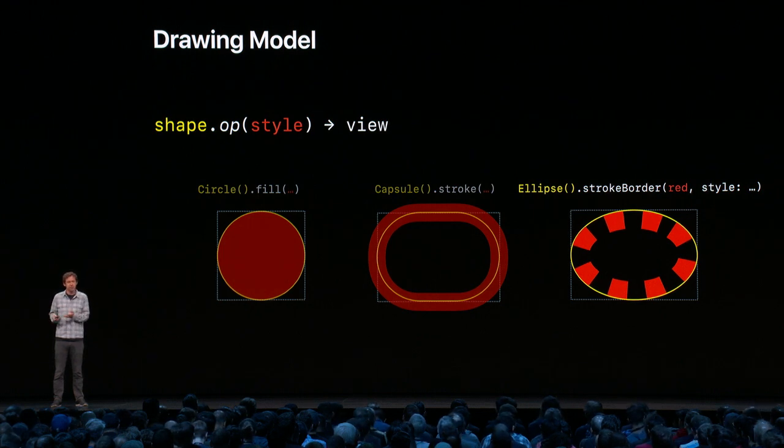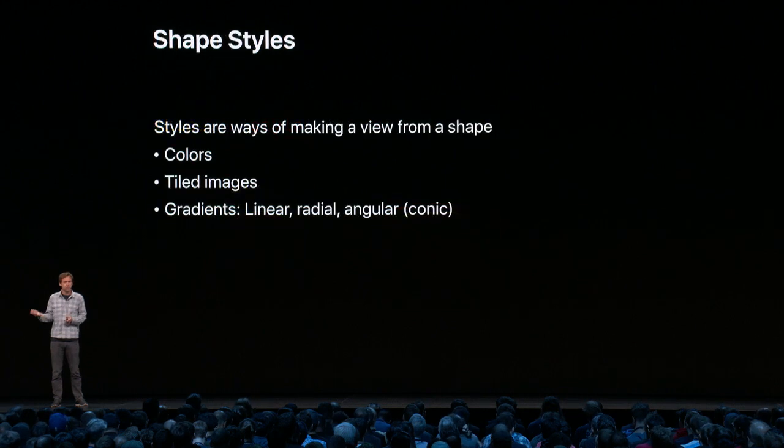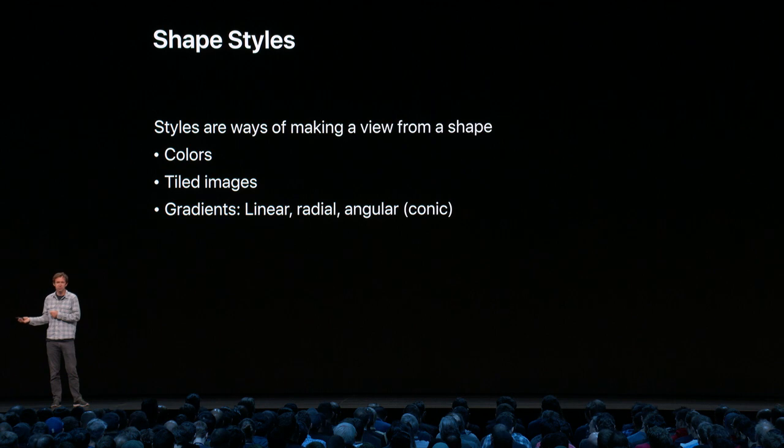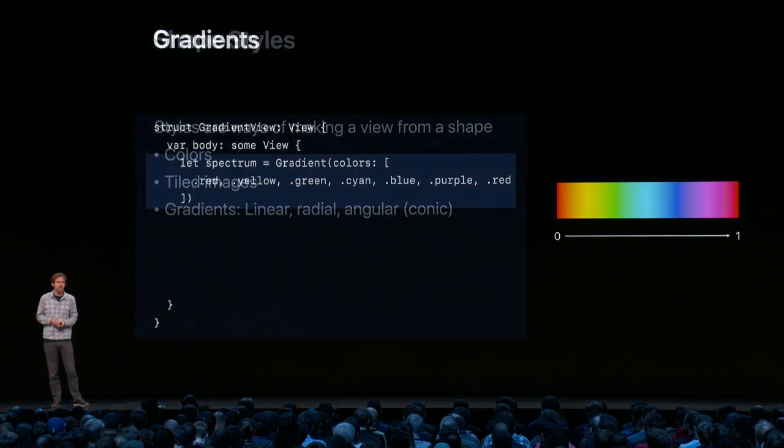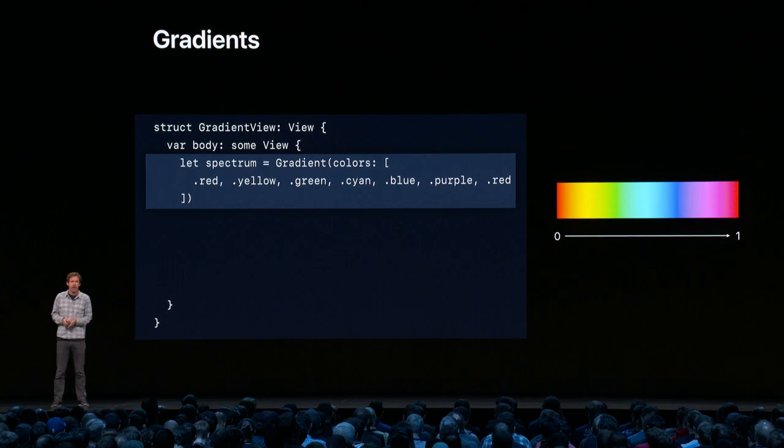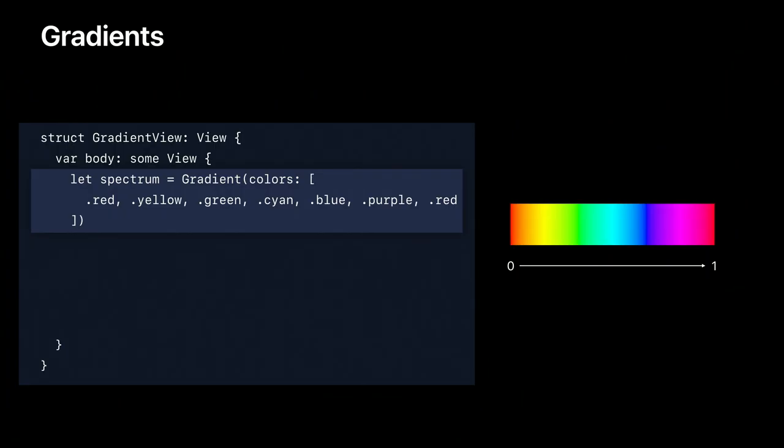OK, so we've seen the shapes and we've seen filling them. But to this point, we've only been using colors. But there are actually other things we can use to fill shapes with. We can use tiled images, and we can use various kinds of gradients. So here's an example of using a gradient. And all of the gradient styles use this base type, which is just providing the one-dimensional color ramp. And in this case, we've given it 7 colors. It'll equally space them along the continuum, and that just gives us our ramp.